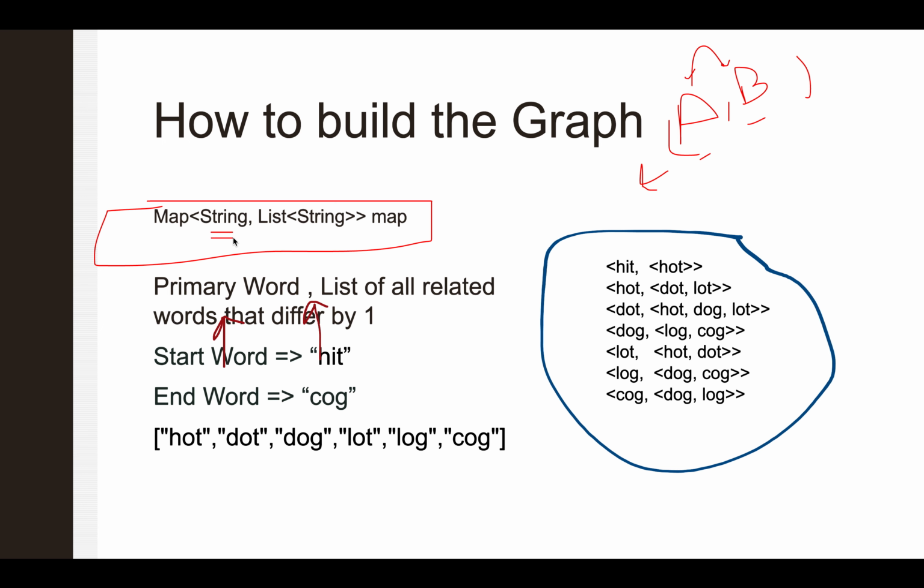The first one is the input string, the key string, and the second value is the list of strings related to it. Whatever strings are listed in the value part, these are related to the key string. Let's take an example. Hit and hot are related, and they differ by one character, O. Hot has dot and lot, so this is again a list of strings. Dot has hot, dog and lot. There are three words in this part, and so on.